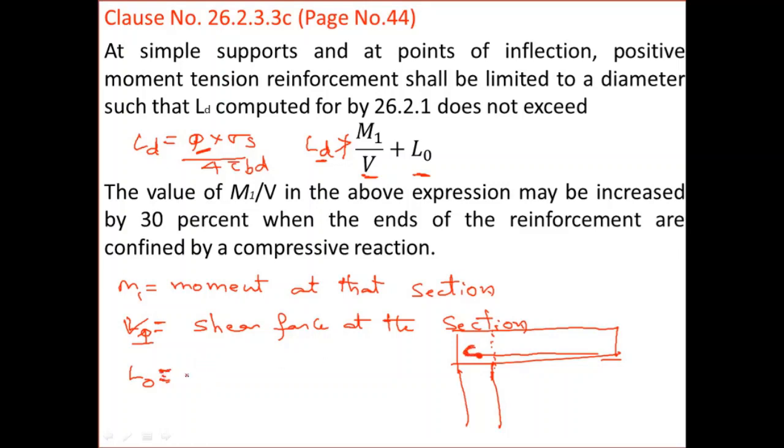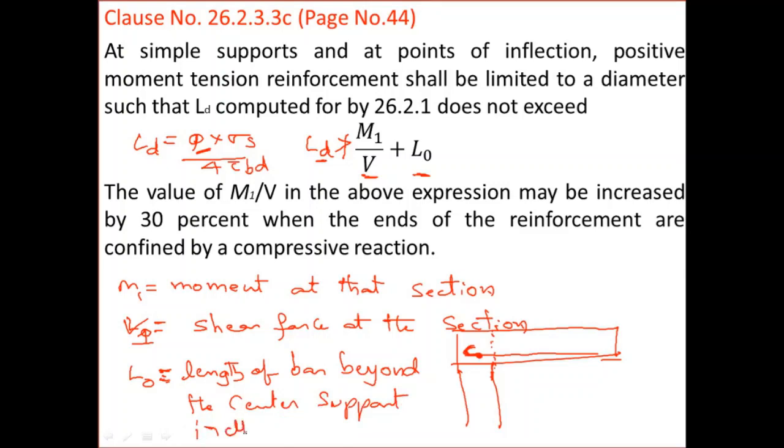Now L0 is the length of bar beyond the center of support, including the anchorage. Okay, you have to consider the anchorage also. So if you have to substitute these three things there, then we have to make the check for the development length, and that restricts the bar diameter.